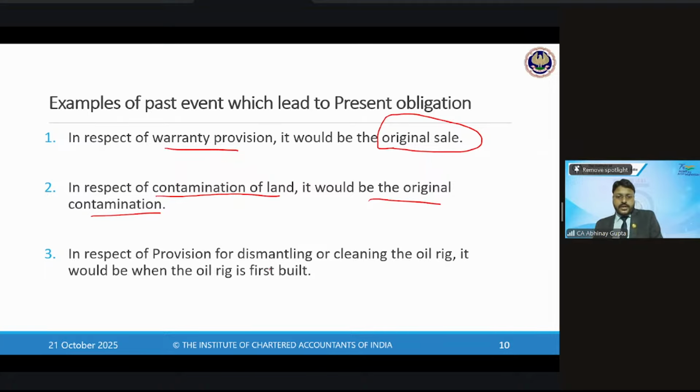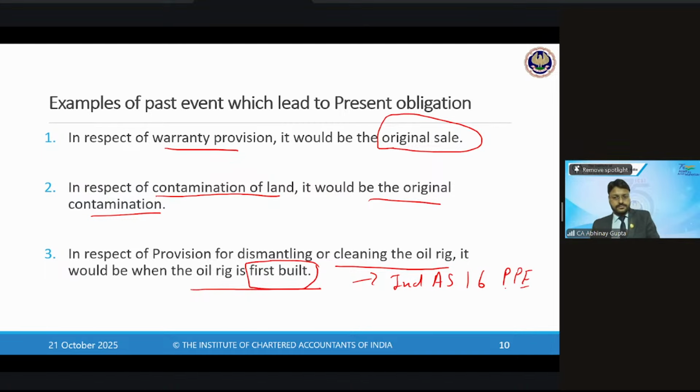In respect of a provision for dismantling or cleaning the oil rig, it would be the installation of the oil rig, right? Ind AS 16 PPE. Studied or not? Yes, studied. So you must have studied under Ind AS 16 the dismantling provision for restoration of site, provisions for dismantling of the factory in the future, right? It needs to be recorded on day one, added to the PP&E and depreciated? Yes or no? Yes.